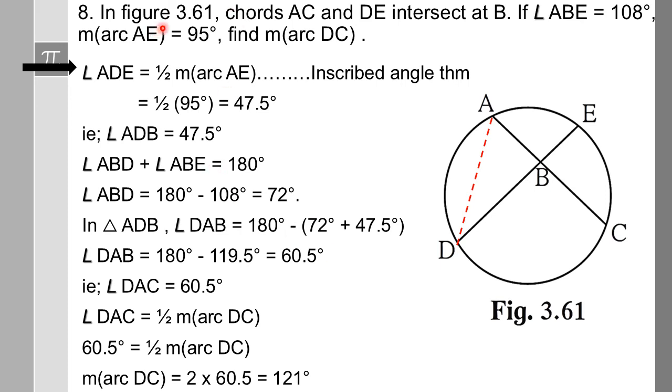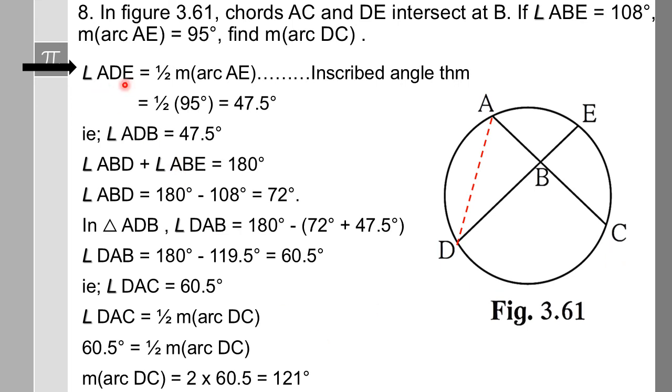So let's read the question. In figure 3.61, chords AC and DE intersect at point B. If angle ABE is 108 degrees and measure of arc AE is 95 degrees, find the measure of arc DC. So here angle ABE is given as 108 degrees, and the measure of arc AE, this particular small arc, is given to be 95 degrees. We need to find the measure of arc DC.